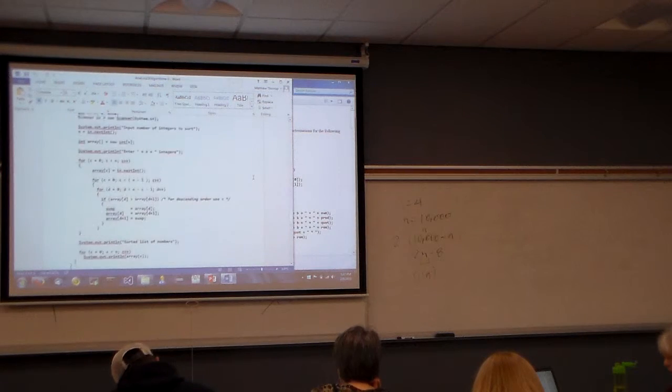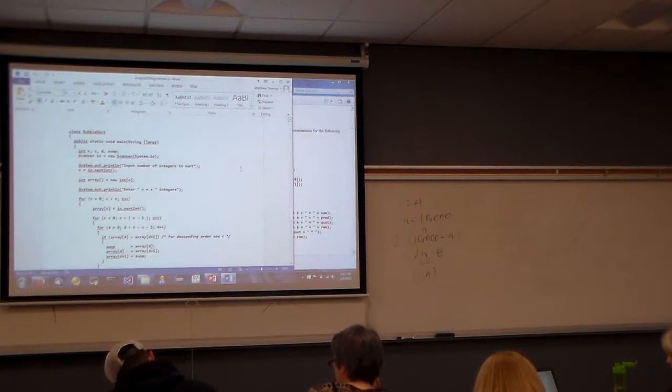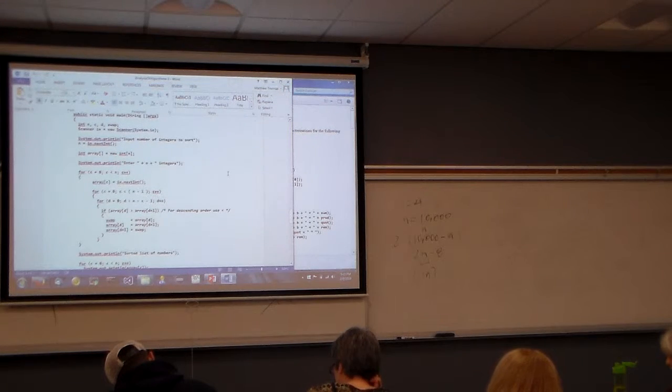Okay, bubble sort. Give me bubble sort. Bubble sort is n cubed.